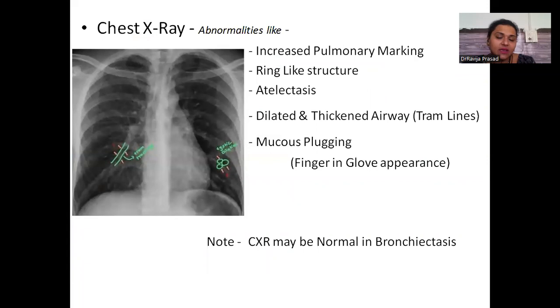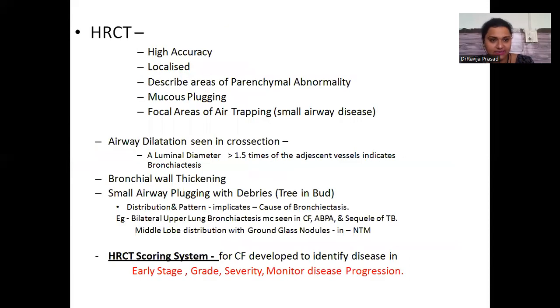Now, in the chest X-ray, if the patient is suspected of bronchiectasis, these are the abnormalities which will be seen. First, increased markings, ring-like structures, atelectasis, dilated and thickened airways, that is tram lines, mucus plugging, that is finger-in-glove appearance. Chest X-ray may be normal in bronchiectasis.